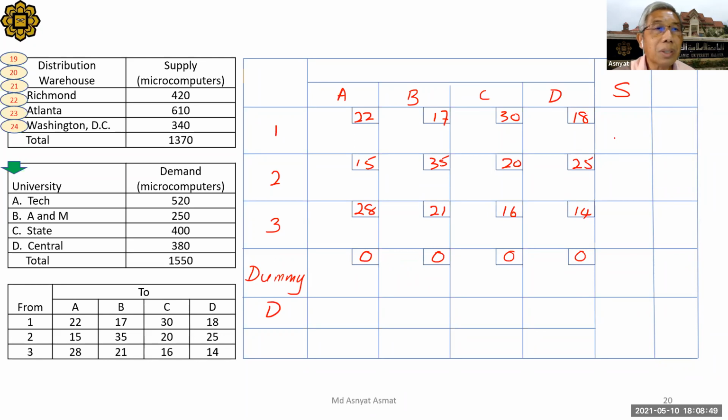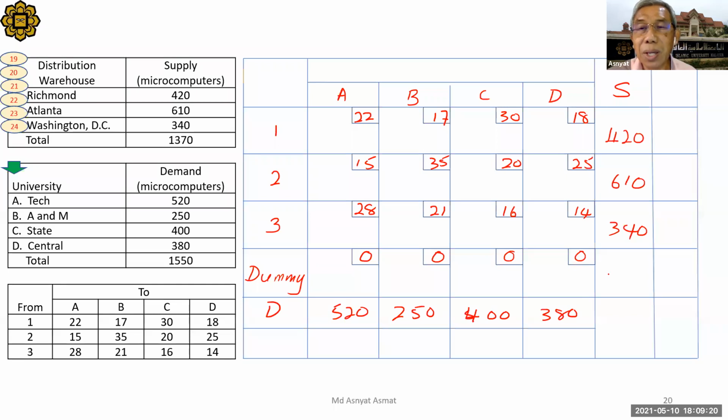So the total supply here is 420, 610, 340. Then the demand will be 520, 250, 400, 380. Now dummy supply 180. Okay.